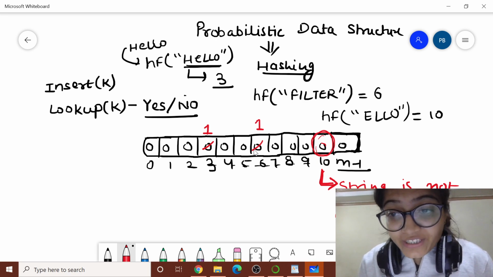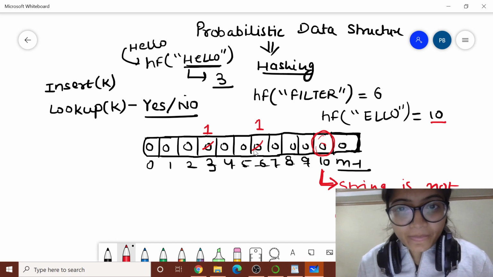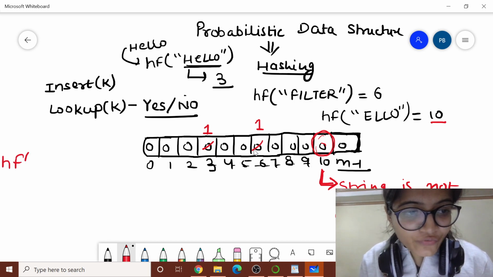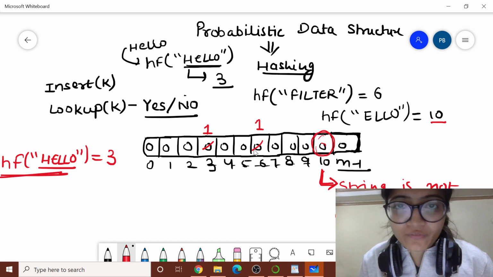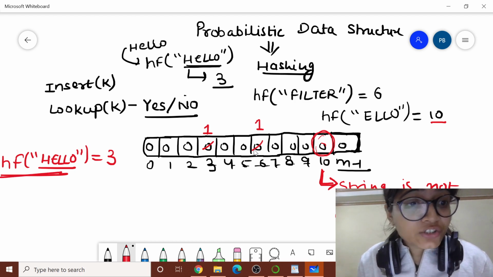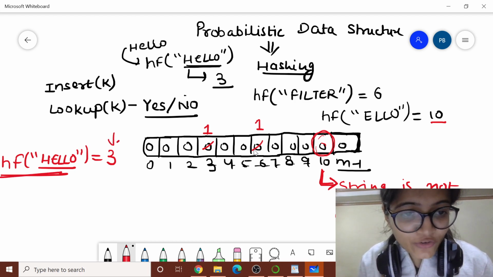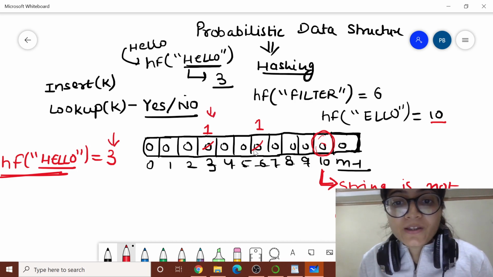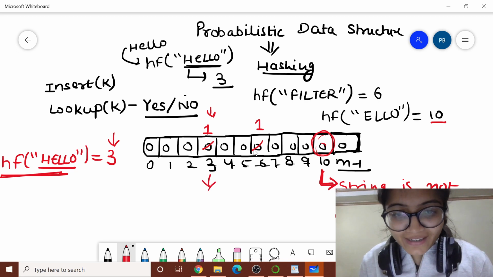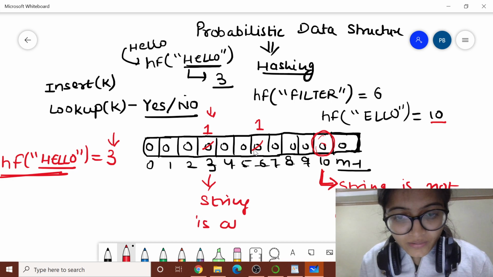Okay, that was the very first time. Now again the hash function of hello is calculated. Second time this particular string is coming, and it is for sure that if the string is the same, then the hash function, because the hash function is fixed, will generate the value as 3. It will go to index 3 and will check, oh, this value is 1. So it will say that this string is already present.